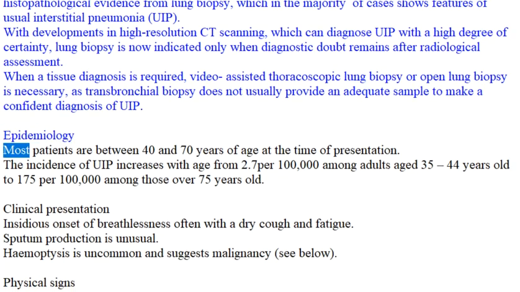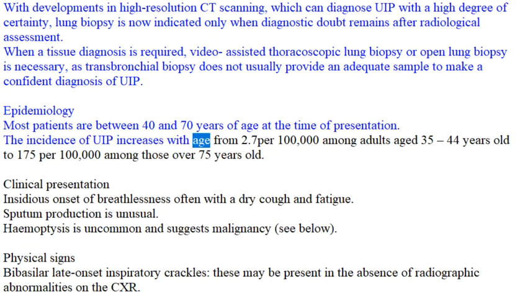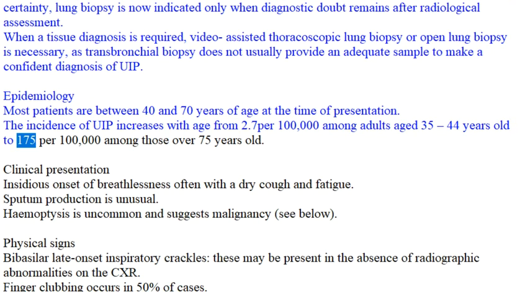Epidemiology. Most patients are between 40 and 70 years of age at the time of presentation. The incidence of UIP increases with age from 2.7 per 100,000 among adults aged 35-44 years old to 175 per 100,000 among those over 75 years old.